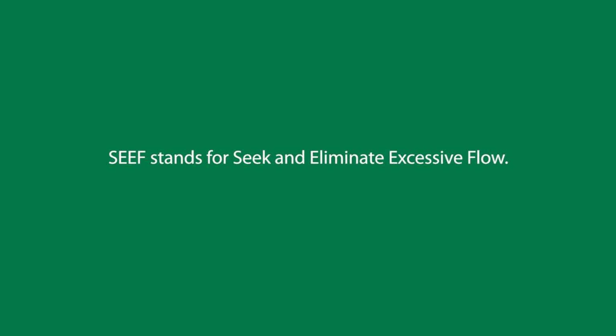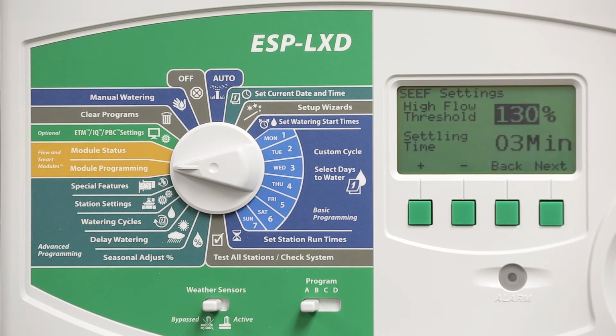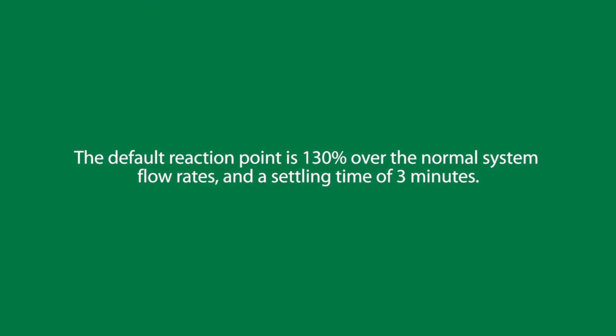SEEF stands for Seek and Eliminate Excessive Flow. This sets the high flow reaction points for the system. The default is 130% over the normal system flow rates and a settling time of 3 minutes, which means the high flow rate would need to continue for 3 full minutes before any action is taken.